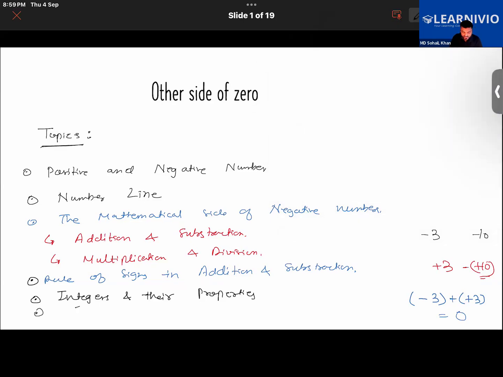Then you'll be learning about the successor and predecessor of an integer. Okay, write down this much, then I'll be moving to the next slide.